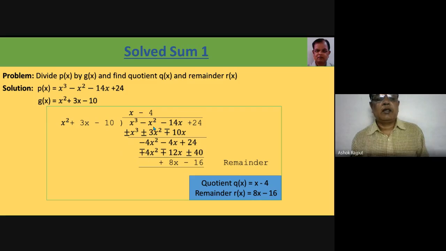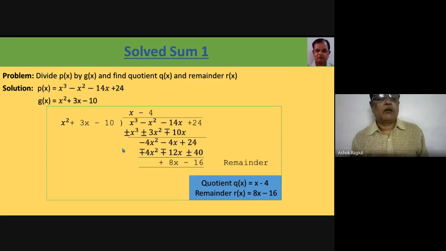Here both have the same sign, x square and 3x square, so it will be 1 plus 3, which is 4x square. Here 10x is with a plus sign and 14x is with a negative sign. The negative value is greater, so the negative value remains: minus 4x plus 24.